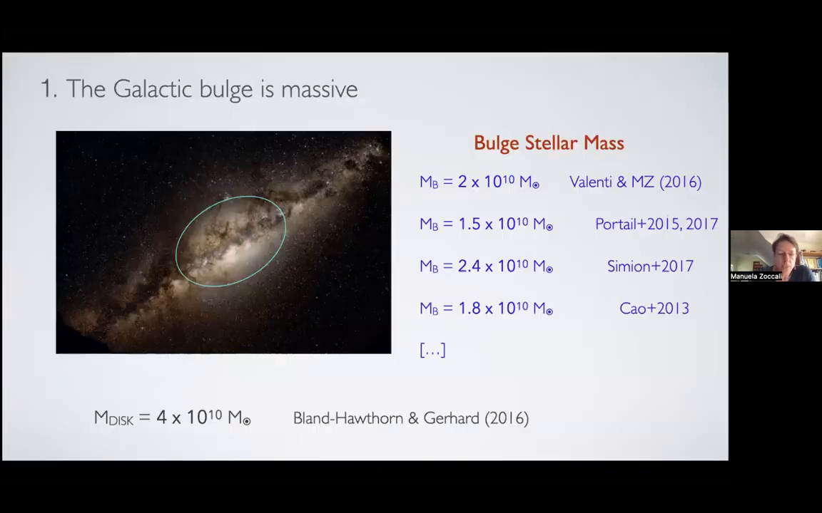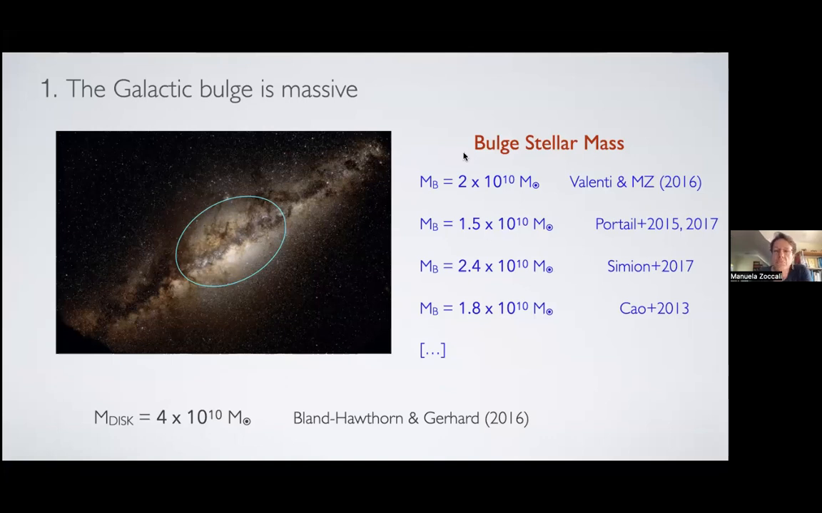So for the observational properties of the galactic bulge, I would like to start with the stellar mass, just to make the point that the bulge is massive. I list here some of the recent determinations of the bulge stellar mass that are 1.5, maybe 2.4 times 10 to the 10 solar masses. Compared to the mass of the disk that here in this review is quoted as 4 times 10 to the 10 solar masses, other authors quote more, 6 times 10 to the 10 solar masses, but mostly the bulge is at least 1/3 of the mass of the disk. And that means that its formation is not marginal in the context of the formation of the galaxy.